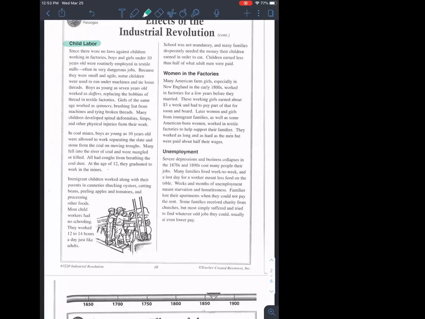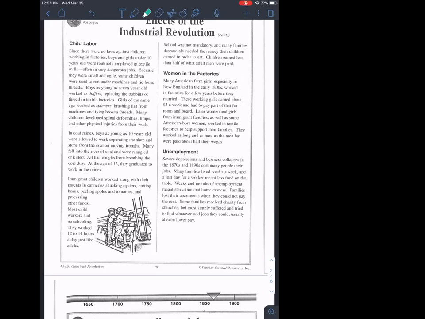All right, child labor. Since there were no laws against children working in factories, boys and girls under 10 years old were routinely employed in textile mills, often in very dangerous jobs. Because they were small and agile, some children were used to run under machines and tie loose threads. Boys as young as 7 years old worked as doffers, replacing the bobbins of thread in textile factories. Girls of the same age worked as spinners, brushing lint from machines and tying broken threads. Many children developed spinal deformities, limps, and other physical injuries from their work.